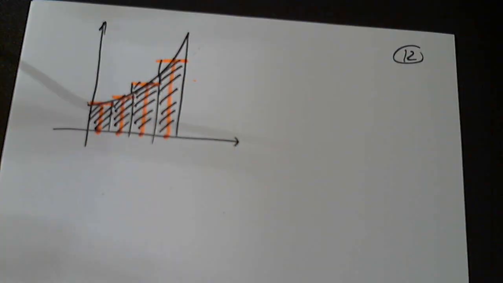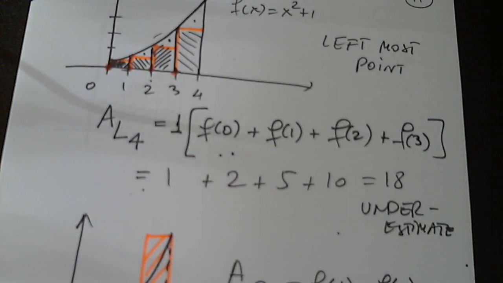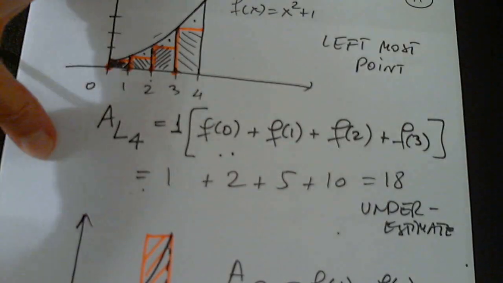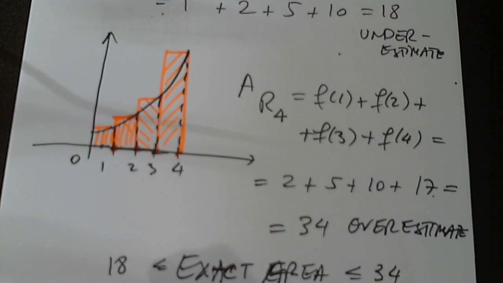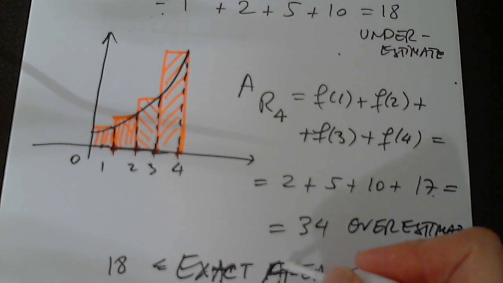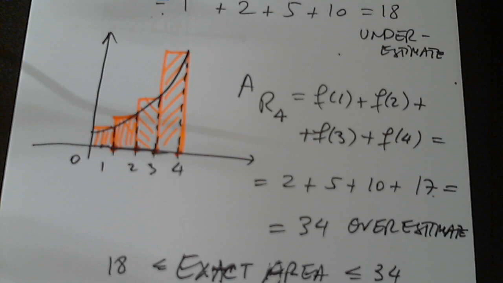There is no need for you to do this because we're only asked to look at the leftmost point and the rightmost point. The exact area is somewhere in between. It's not 18 and it's not 34. This is an underestimate and this is an overestimate. Any questions?